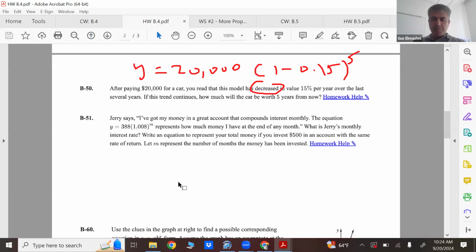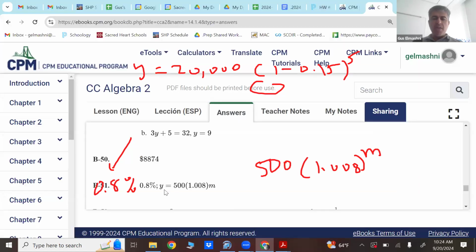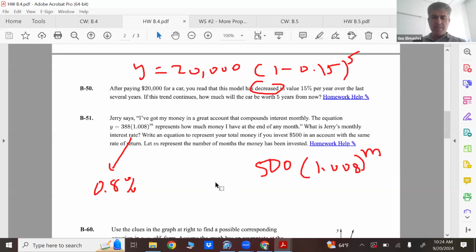For 51, the equation represents money I have at the end of any month. What's its interest rate? That's 0.8%. You have to move the decimal point 2 places to the left. Sorry, to the right to get the percentage. And write an equation representing your total money if you invest $500 in an account with the same rate of return. So you just do that. I think that's all we need to do for that one. You don't have to simplify. That's it. No, m should be the exponent. I don't know why it's there. Anyway, let's keep moving.